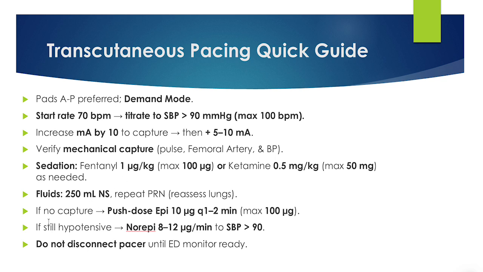If we're getting no capture, then the push dose epi, and we talked about previously about how to make a push dose epi. So we're going to be giving 1 cc every 1 to 2 minutes. And then if still hypotensive, we can go to the norepi, and remember this is just peripherally, so we're just going to be treating the peripheral blood pressure here with the norepi. It's not going to be really affecting the heart rate.